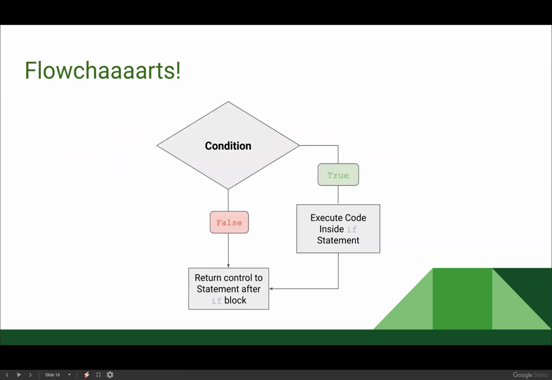All right, so we can represent an if statement using a flowchart. So we're going to have some condition. We're going to represent that with a diamond. When our condition is true, we're going to follow this path. If our condition is false, we're going to follow this path. So when it's true, we're going to execute whatever code is in our if statement. When the condition is false, we're just going to kind of skip that code. And in either scenario, we're going to then run any code that comes after our if.